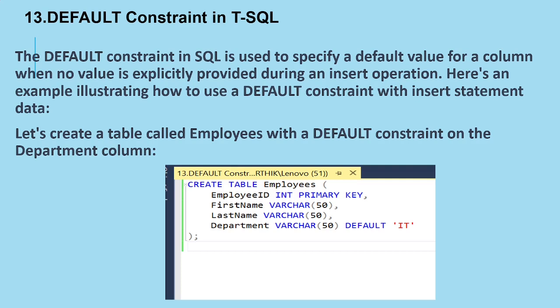Let's create a table called employees with default constraint on the department column. So create table employees. Employee ID is the primary key here. First name and last name are varchar 50 and department is a varchar 50. Default IT: if we haven't provided the data, by default it will insert the data as the IT department. If we explicitly provide a department, it will insert that department into that column.